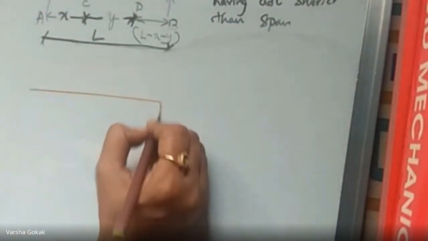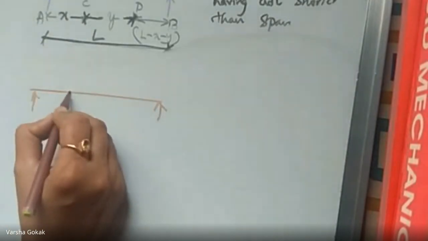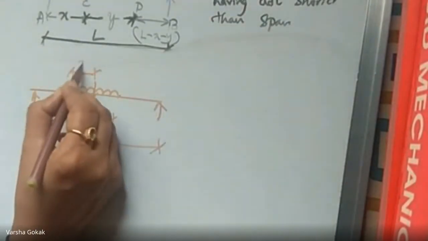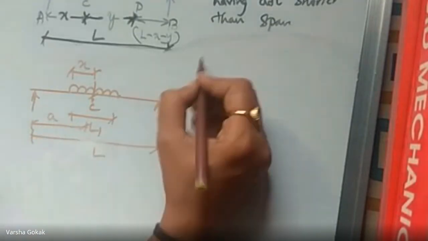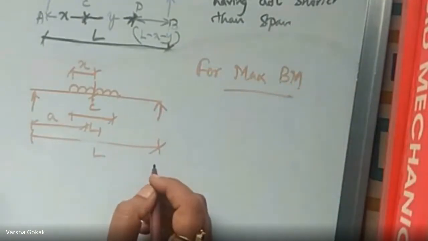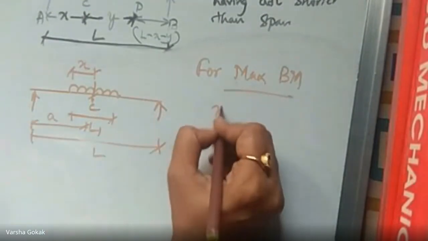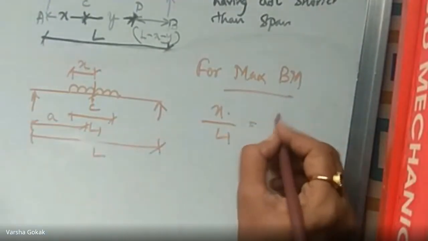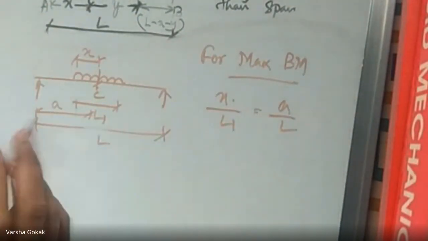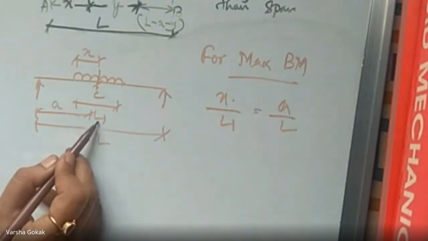So this is your beam, okay? And this is the UDL. Here somewhere you have your point C. This UDL's length is going to be treated as L1 and the entire length is L. This distance up to C is going to be treated as X and this is going to be our A. So when I'm doing for maximum bending moment, the ratio should be how? X divided by L1 will be equal to A divided by L. Correct?